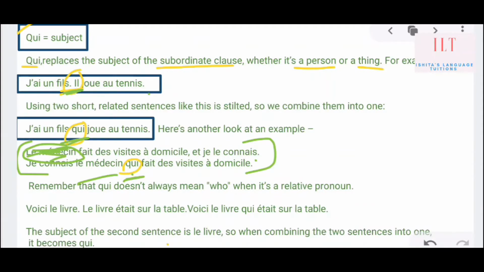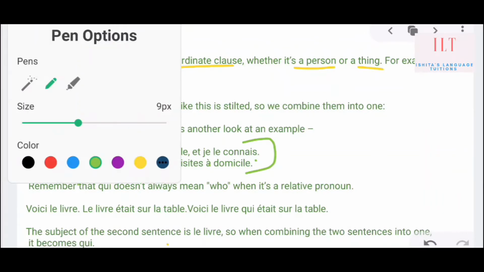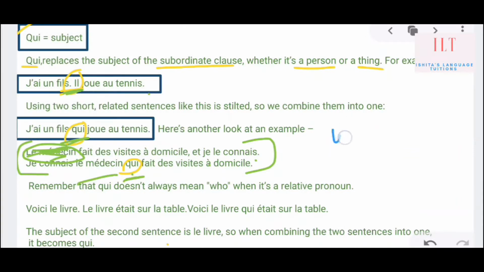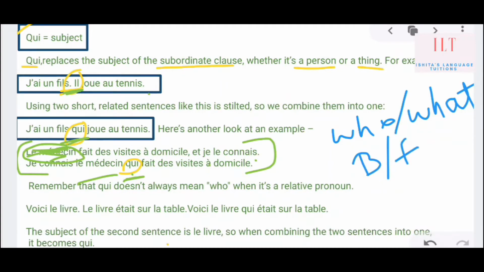So some of you might have the question how to identify a subject in a phrase. To identify a subject, you can simply ask who or what before the verb. So in the first example, j'ai un fils, il joue au tennis. Who plays tennis? Un fils. His son, basically. So we get the answer here.